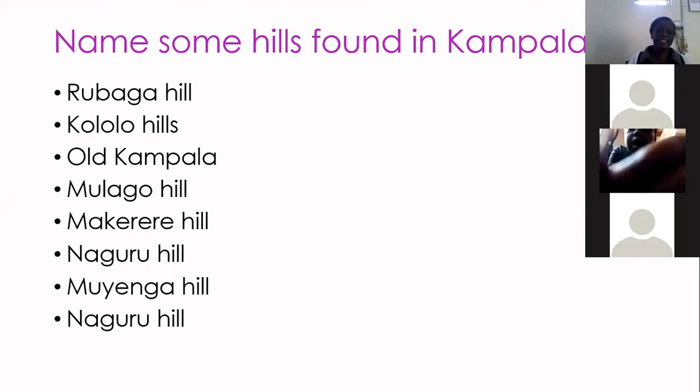Then I told you that this Naguru is a repetition, so we can remove it. Then we can continue. I hope, my children, you've got the correct spellings. You've known which feature is found in each hill. Are we together?